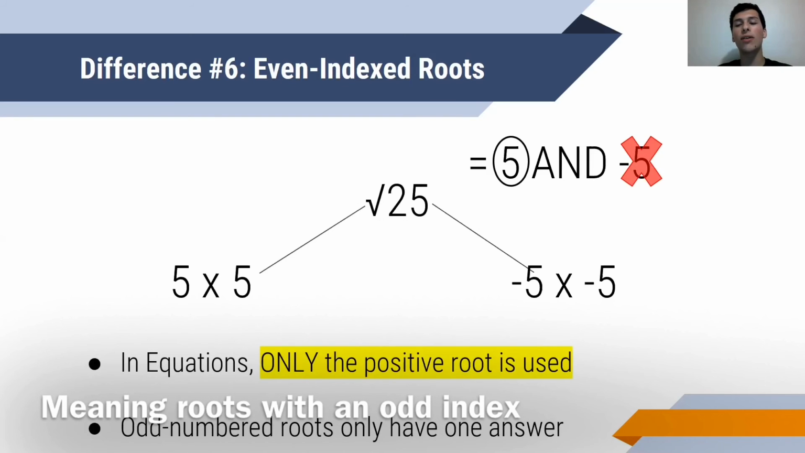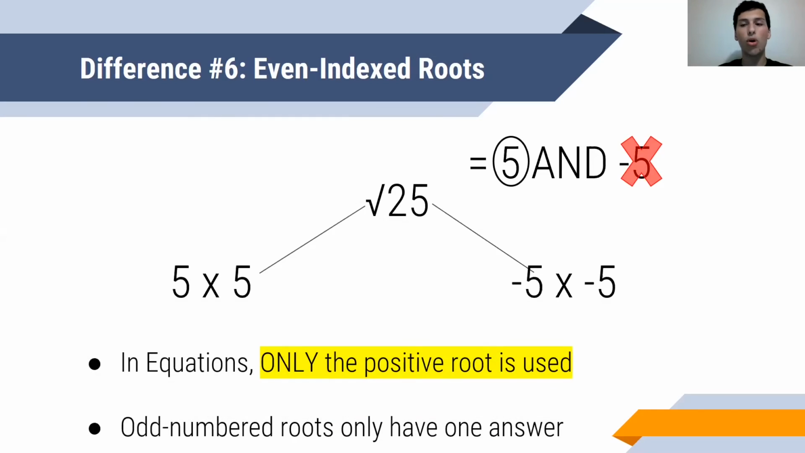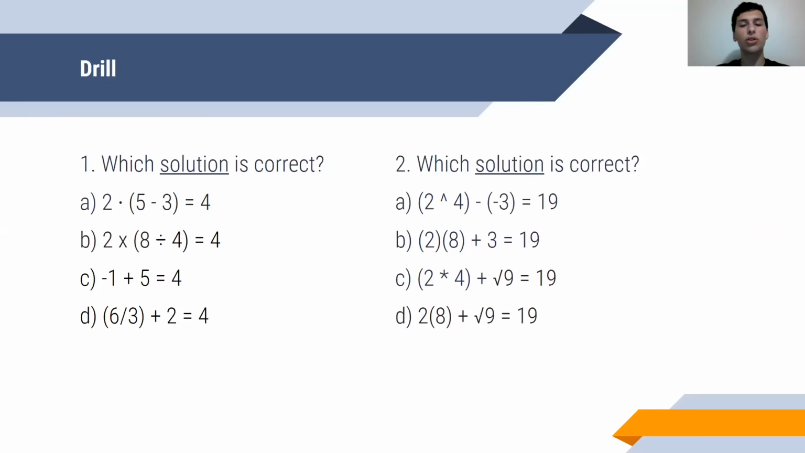Odd numbered roots only have one answer because there can be no cancellation of the negatives if you have an odd number of that number being multiplied by itself. So here are two questions in this drill. Which of these solutions is correct? And solution meaning equations. We're going to be going by the rules of equations. So you want to make sure that even though the math comes out correct, the rules of equations that we covered in the previous slides are being followed. So take some time to do these questions. There's question 1 and question 2. Pause the video if you need time. I'll go over the answers momentarily.